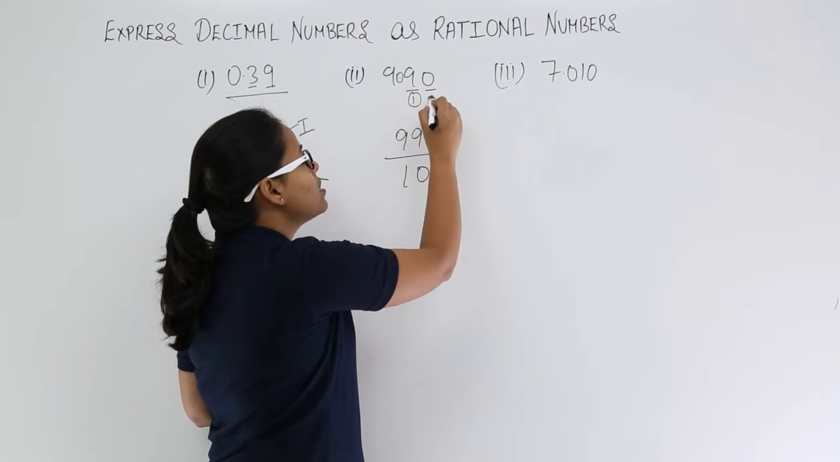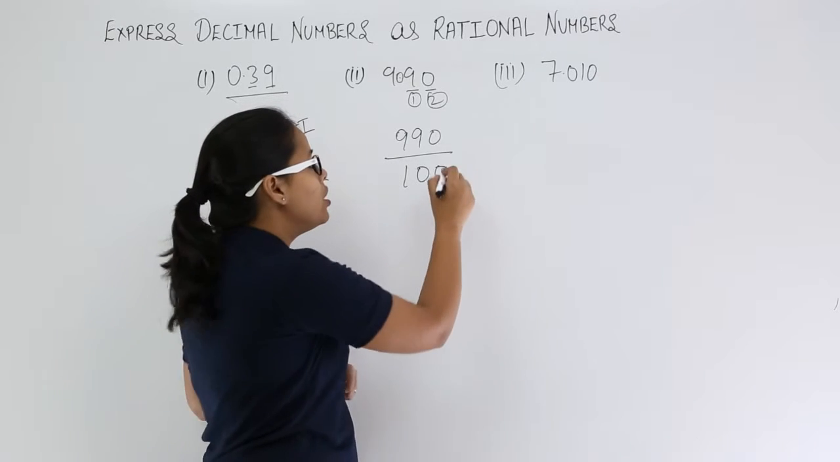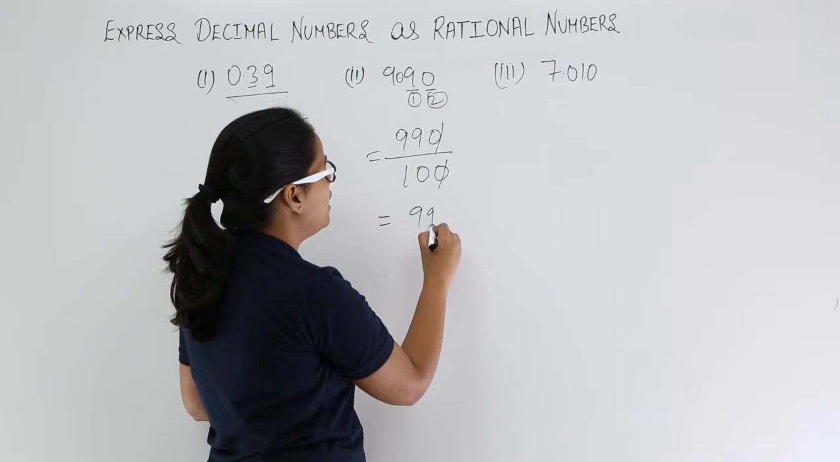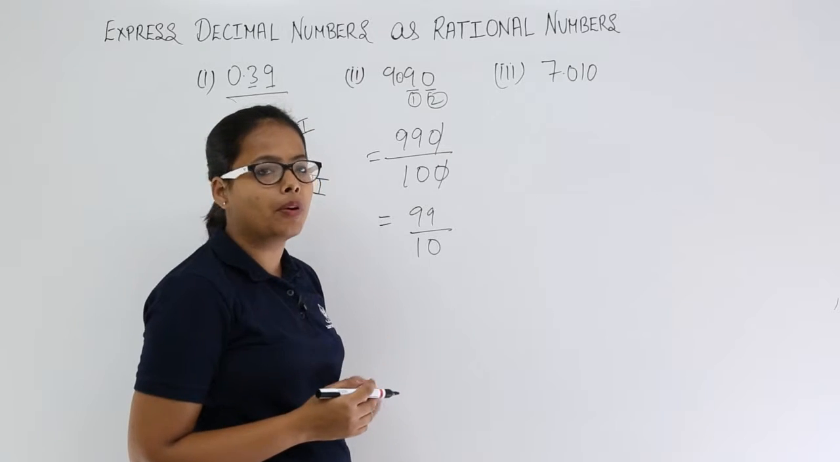At the first place it is 9 and at the second place it is 0. So that's why there are 2 zeros. 0 and 0 will get cancelled out, and what you'll get is 99 divided by 10. So this is a rational number.